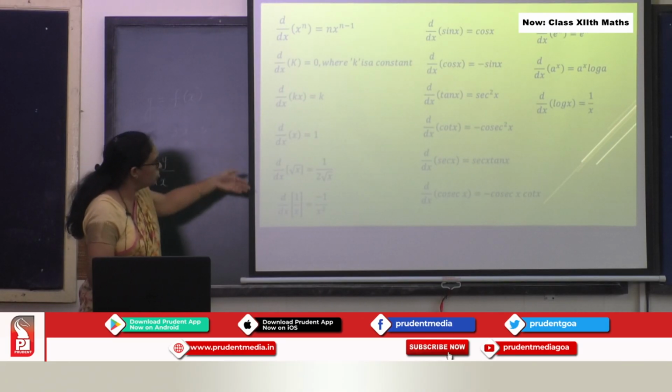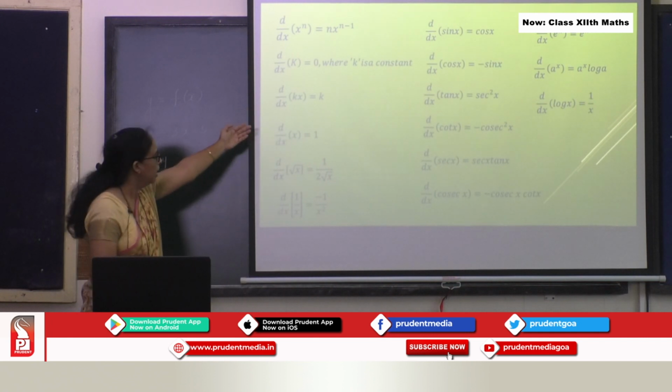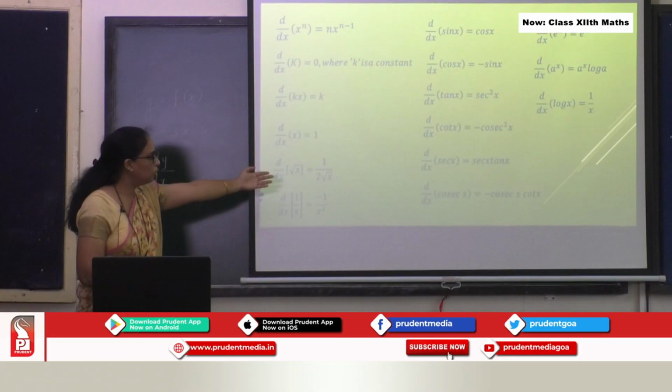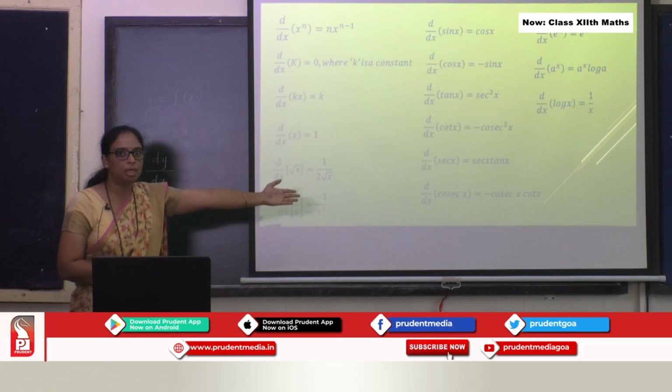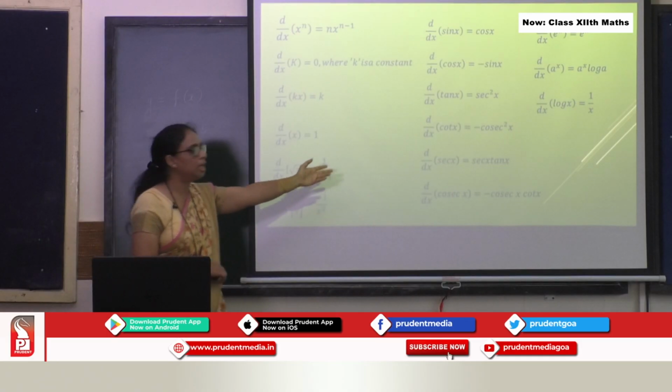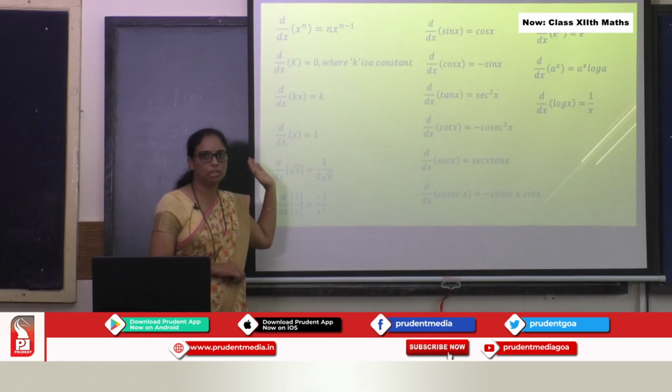All the important formulas of the form: derivative of a constant is 0, derivative of kx is equal to k, then the derivative of root x is 1 upon 2 root x, as you see. Then the whole list of 6 important trigonometric functions, as you see. We derived all this by using the very first principle of differentiation.